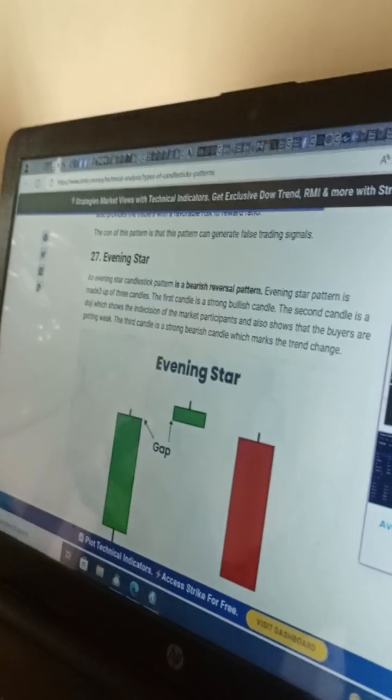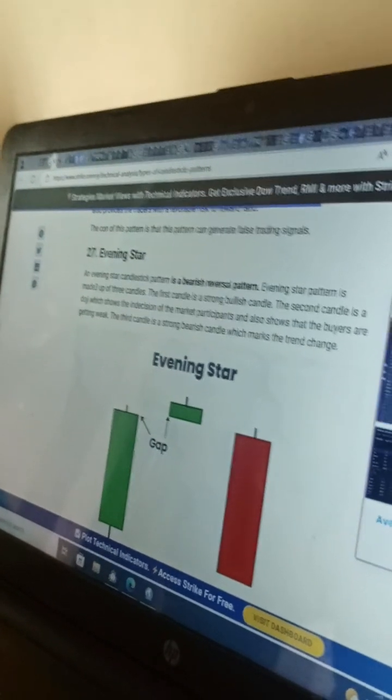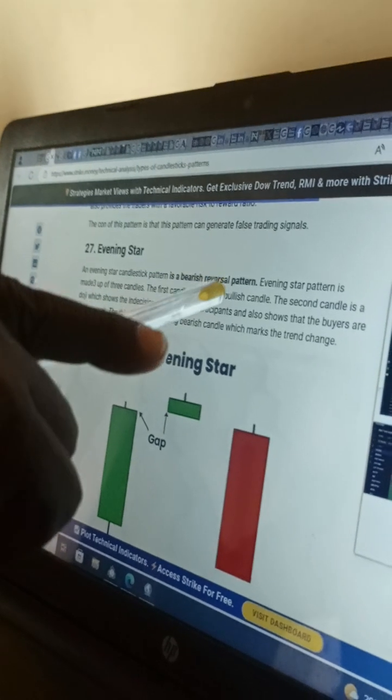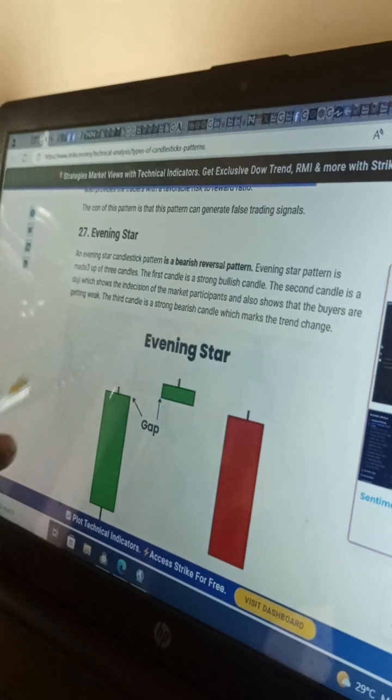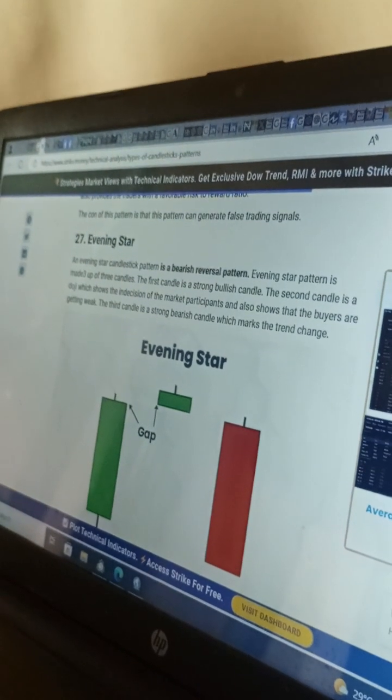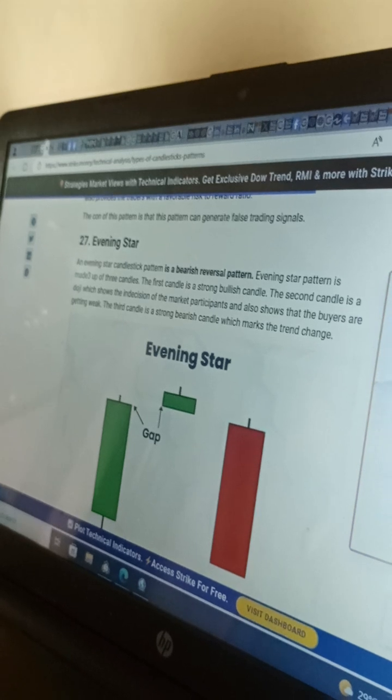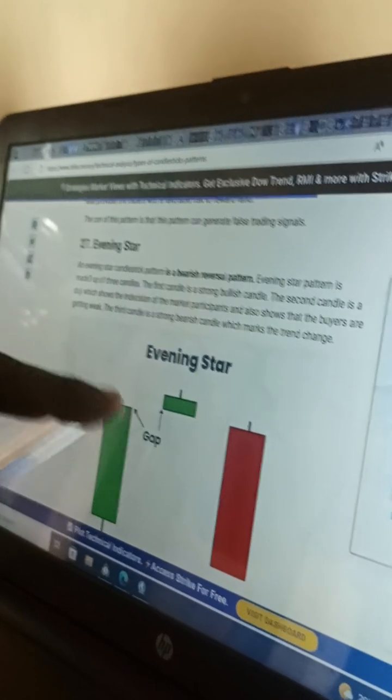So evening star, an evening star candle pattern is a bearish reversal pattern. Evening star pattern is made up of 3 candles. The first candle is a strong bullish candle. The second candle is a doji, which shows the indecision of the market and also shows that the buyers are getting weak. I think the difference in this type of doji and the normal evening star doji is that this doji here is not very clear, not a real doji candlestick. Like when we now see it, that's why I believe they did not put it as evening doji star.